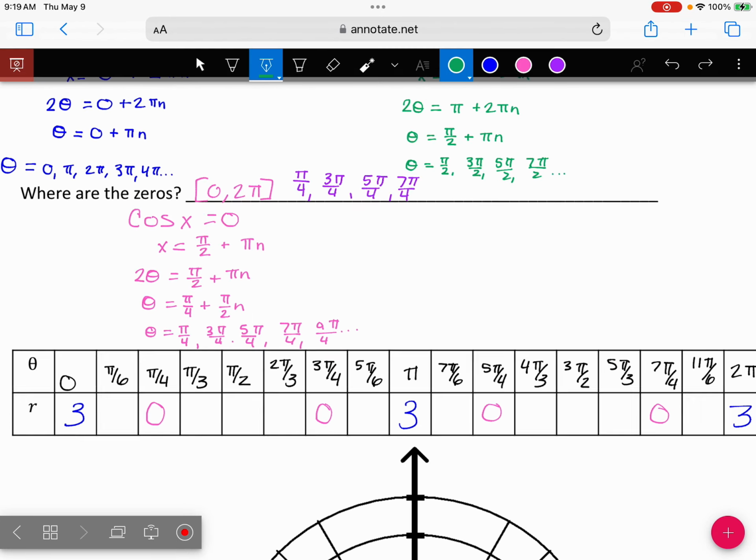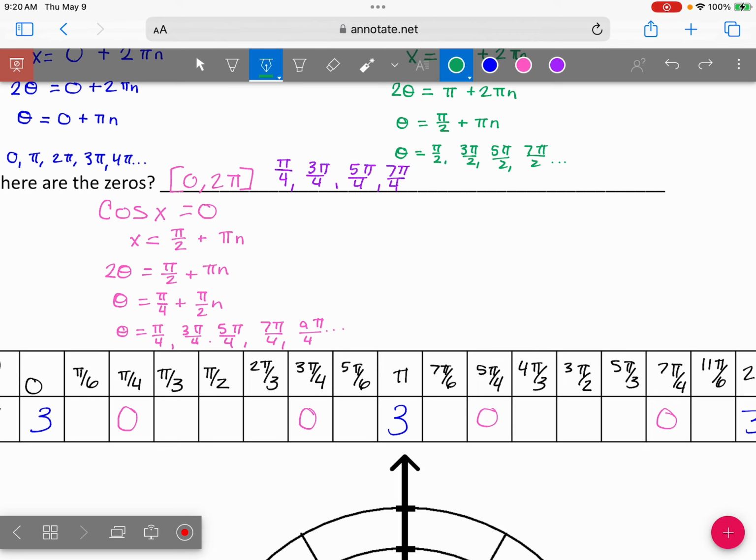You can also do this with plugging and chugging, but it also got us to practice our solving stuff, which we haven't done in a hot minute. So our pi over 2 and our 3 pi over 2. So dual purpose. It gets us to think about these in a slightly different way, and it gets us to practice our solving. Oh, snap. Double whammy.